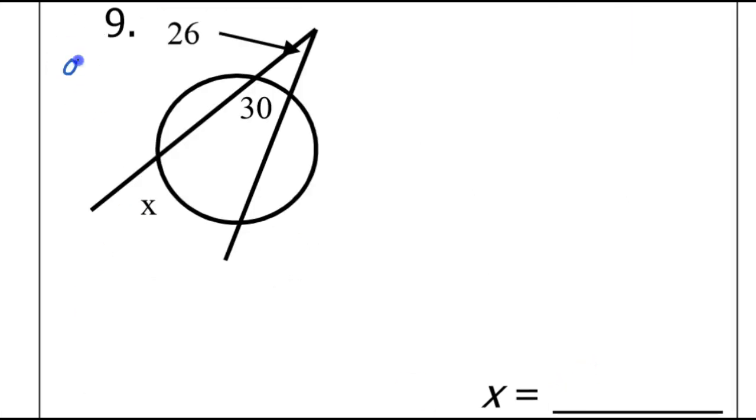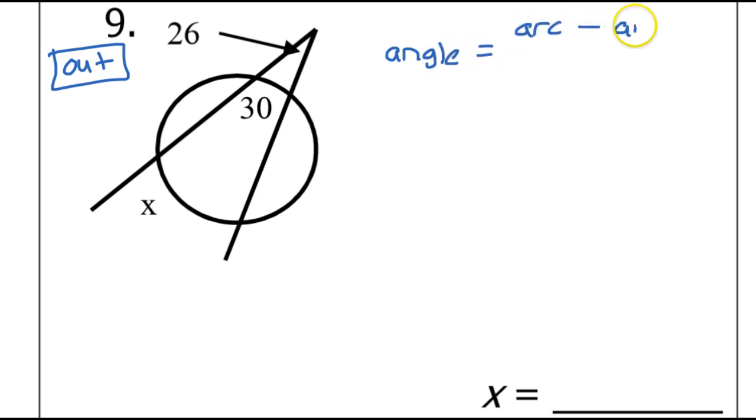Number 9 is outside the circle. So this is the one where the angle is equal to arc minus arc divided by 2. All right, make sure you begin to memorize these formulas. When it's outside, that's when it's arc minus arc divided by 2.